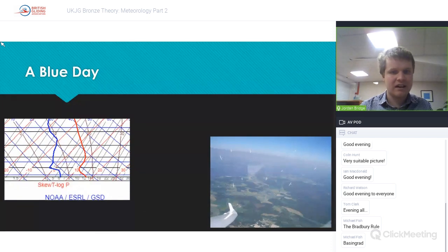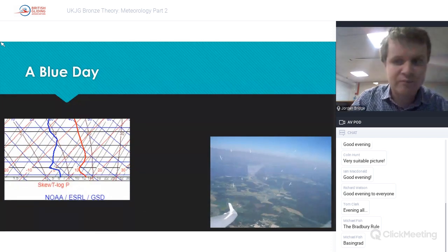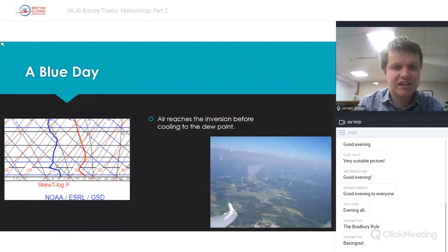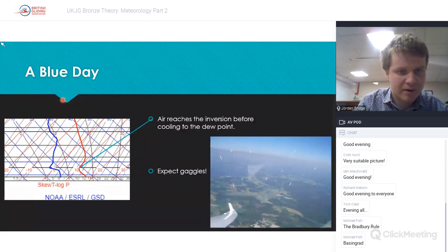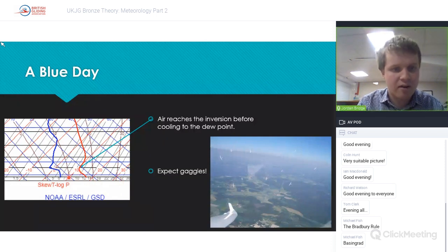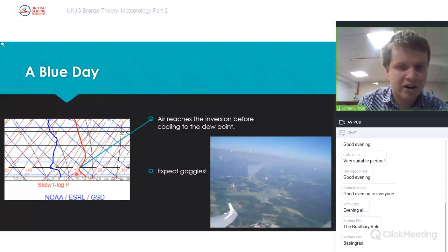As we look at a blue day, you'll see that air reaches the inversion, which is this point here, before cooling to the dew point. You can see that, and on this one, I think the air reaches dew point much higher up. But yeah, you can see the lines are spaced so far apart on this one that it's very unlikely that we're going to see much humidity and therefore much cloud.